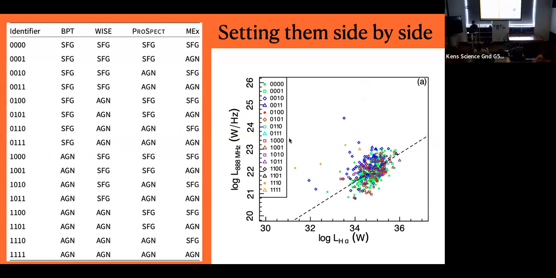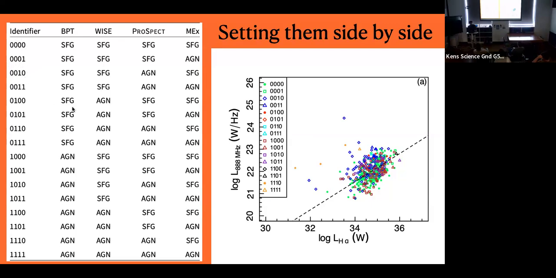So to make the comparison seamless, I defined a binary classification scheme, basically in binary numbers from 0 to 16. In the scheme, 0 corresponds to star forming and 1 corresponds to AGN, and they are arranged in this order: BPT, WISE, Prospect, and MEX. So if you look at this number, 0010, that is a galaxy classified as star forming by BPT, WISE, and MEX. It is classified as an AGN by Prospect.